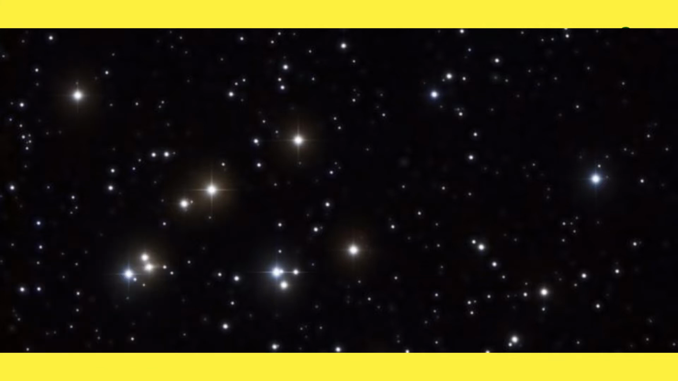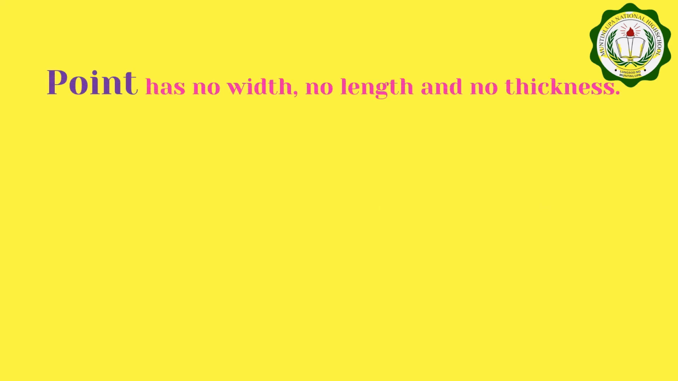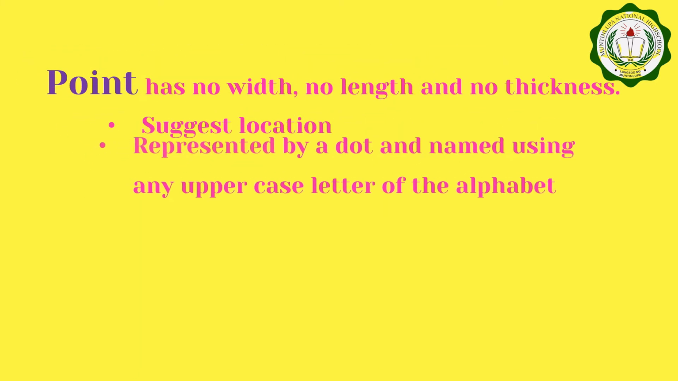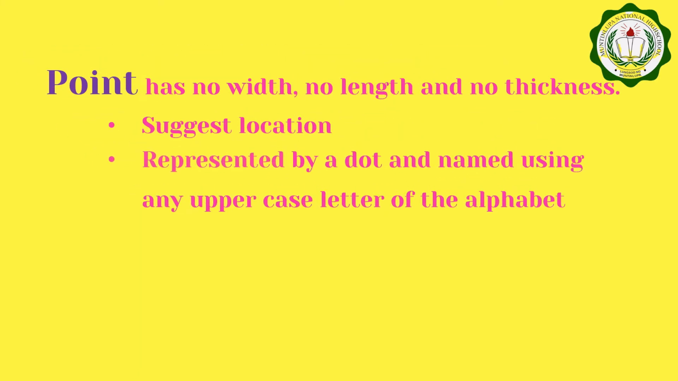But what is a point? A point has no width, no length, and no thickness, but it suggests position or location. It is represented by a dot and named using an uppercase letter of the alphabet or by a capital letter. For example, we have point A and point B.